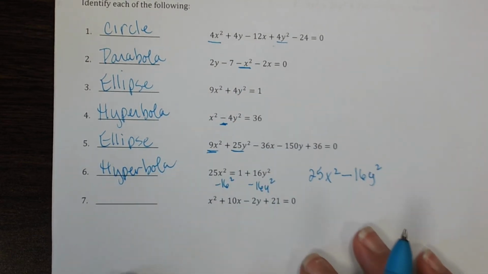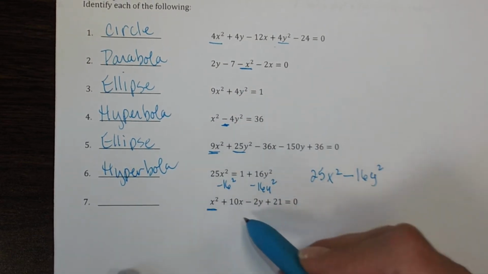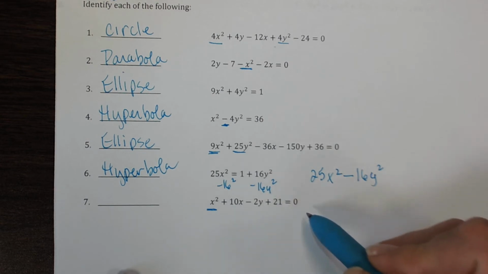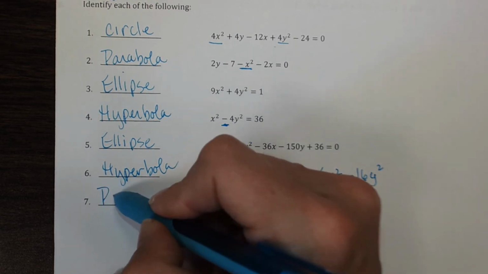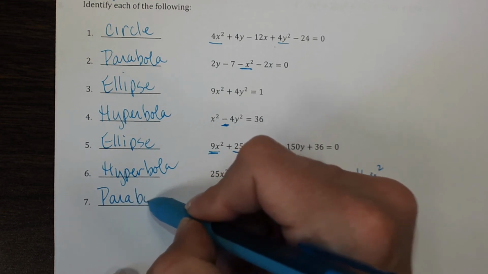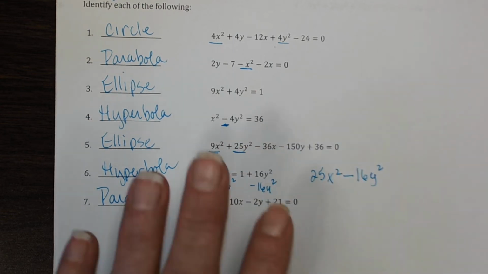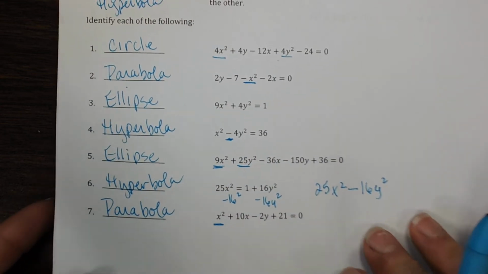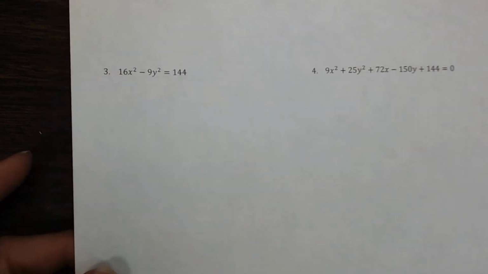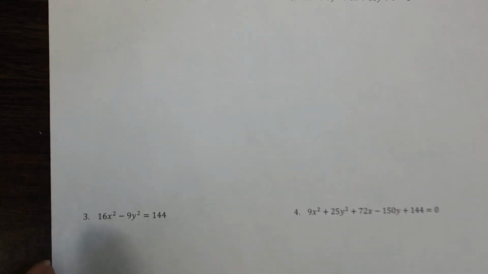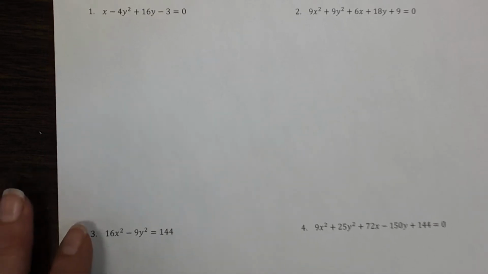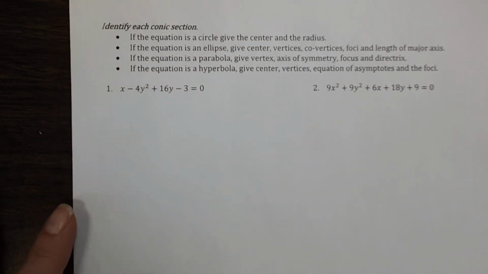And then finally, our last one, I see I have an x squared, no other squared terms, so only one squared term is a parabola. All right, so finally, kind of putting it all together. So looking at and determining which one is which, and then finding all the specific given information.